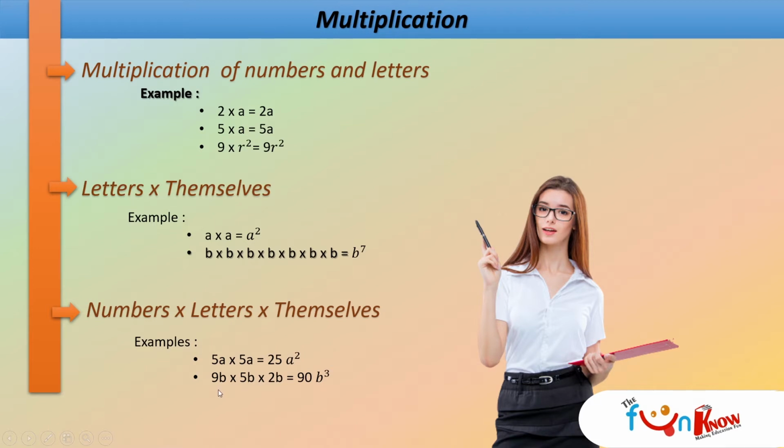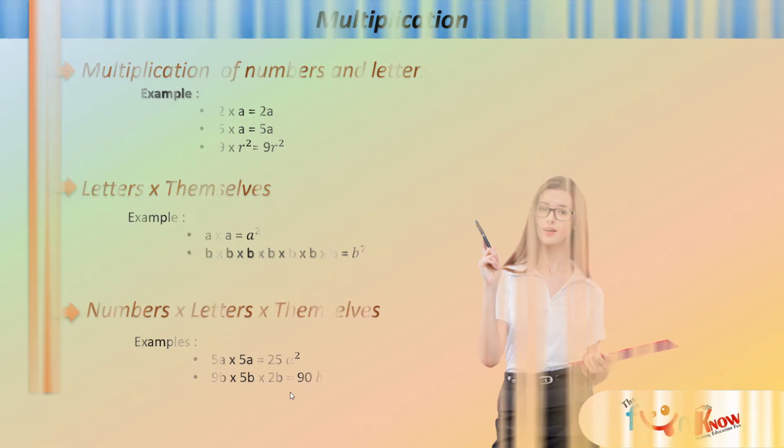Here you can see 9b into 5b into 2b. If you do 9b into 5b into 2b, b into b into b, obviously the answer is b cube. And 9 into 5 into 2, 9 into 5 is? Yes, 45. Very good. 45 into 2, you will get the answer as 90. So 90b cube will be the answer.